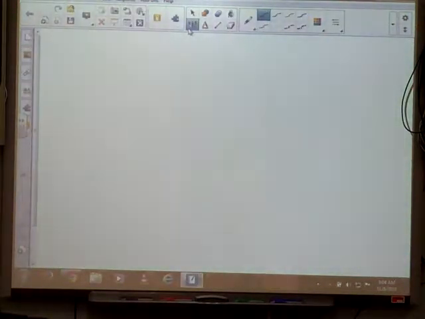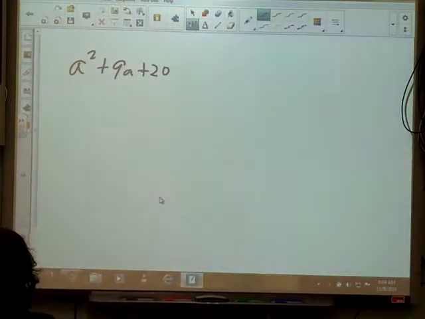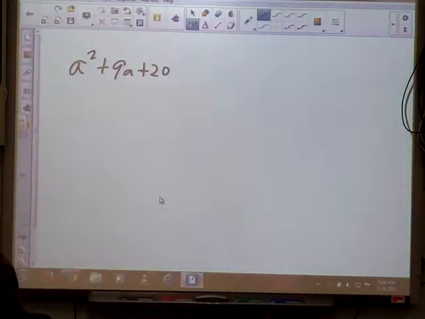All right, so first thing I got here says a squared plus 9a plus 20. Directions tell us to factor. Main goal, first rule is still always going to be to look for a GCF. So a squared plus 9a plus 20. Is there a GCF in that? No, there's not. So when there's no GCF and when it's a trinomial, meaning there's three terms, our rule is you take a times c.